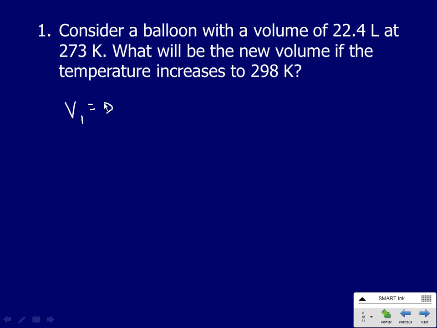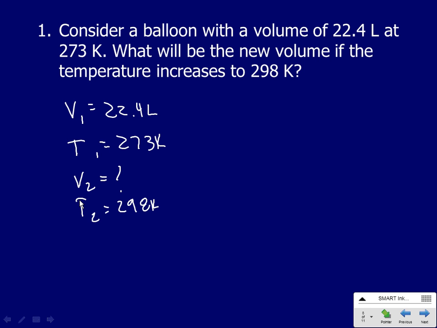V1 is 22.4 liters. T1, 273 Kelvin. V2, that's what we're looking for. T2, 298 Kelvin. V1 over T1 equals V2 over T2. I'm going fairly quickly. I'm hoping this isn't too traumatic for anybody. It's pretty straightforward stuff.